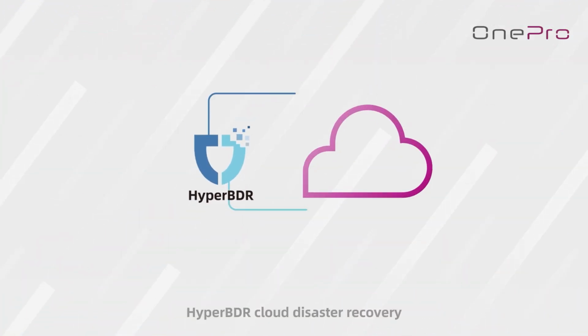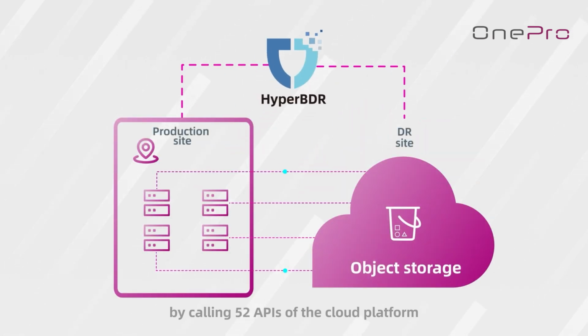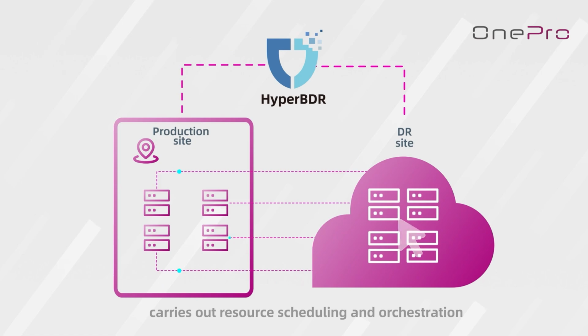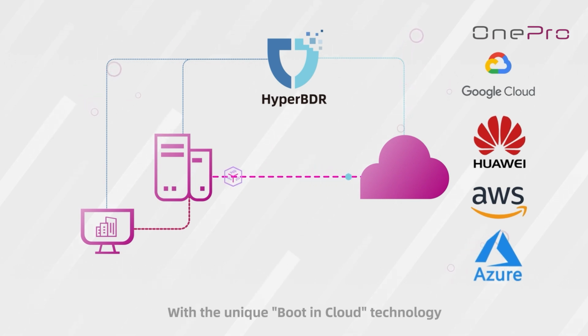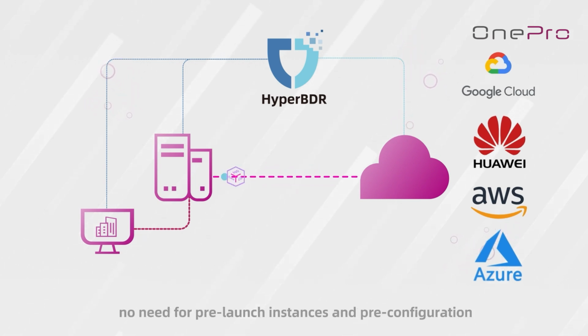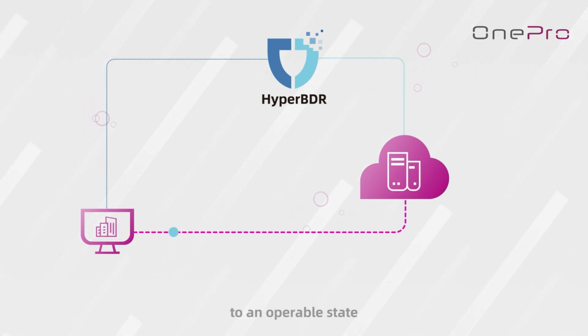HyperBDR Cloud Disaster Recovery, by calling 52 APIs of the cloud platform, carries out resource scheduling and orchestration. One-click cloud recovery. With the unique boot-in cloud technology, no need for pre-launch instances and pre-configuration, enabling one-click restoration of the workload to an operable state.